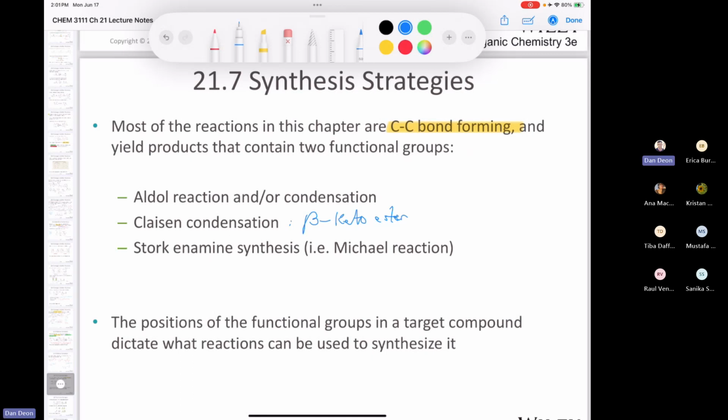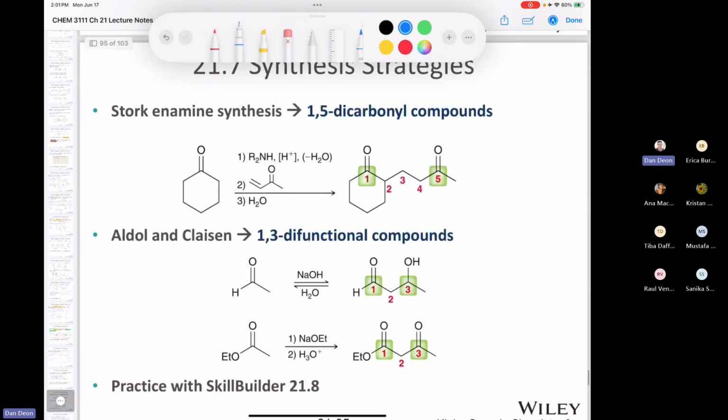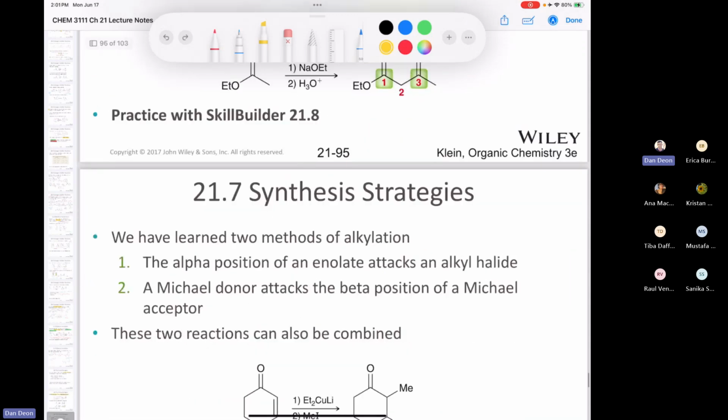And so you can look at the positions of the functional groups to help you figure out how they made this compound, right? If you see a 1,5 dicarbonyl, that's a dead giveaway that it's going to be a Michael reaction or a Stork enamine synthesis. If you see a 1,3, then if it's aldol addition, like this one here, that's a 1,3. If it's a beta-keto ester, I think I've hammered that into your brain enough that you know that's going to be a Claisen reaction. So you don't have to think about that one a lot.